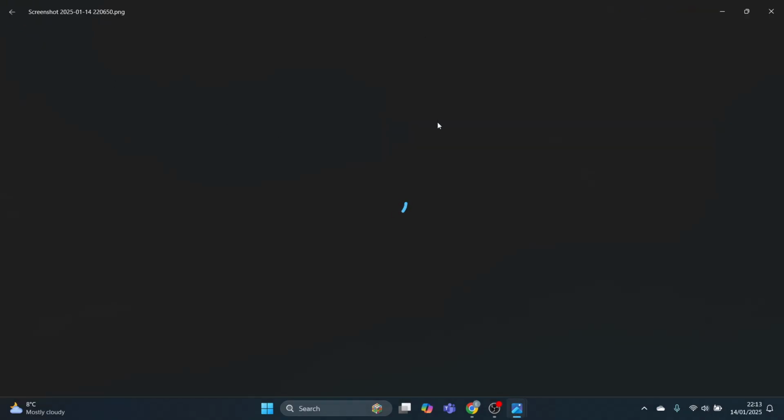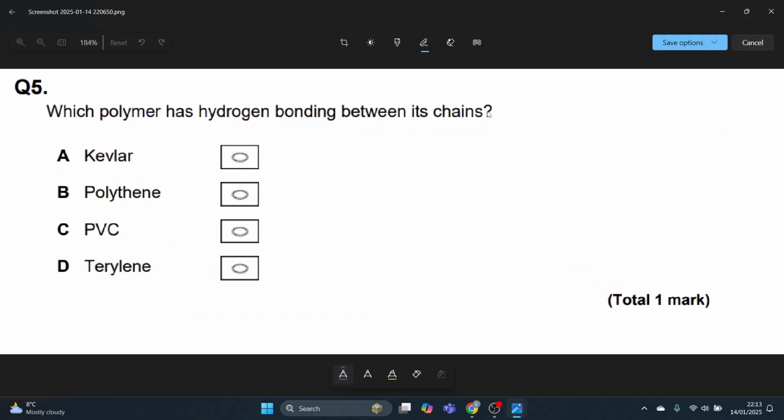Question 5. Which polymer has hydrogen bonding between its chains? It's a repeat, or maybe they literally just copy and pasted the same question a couple of years later. The answer is Kevlar.